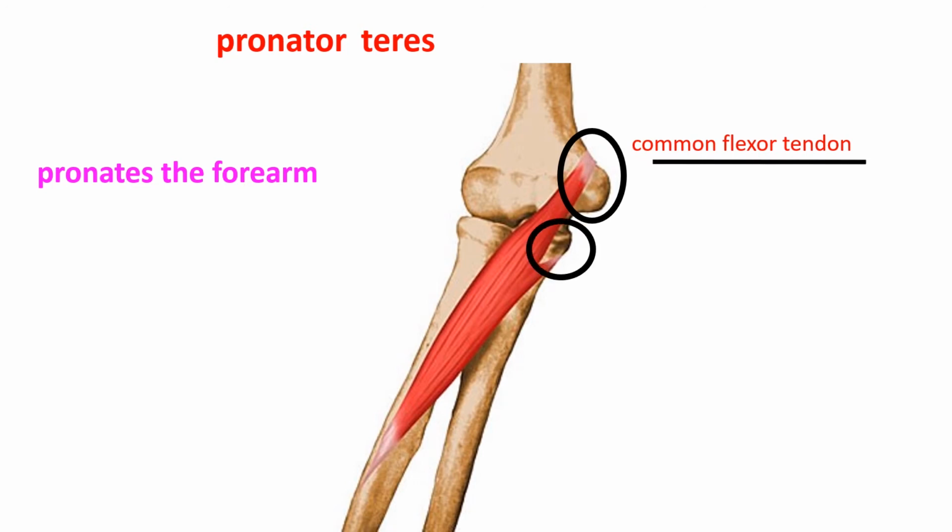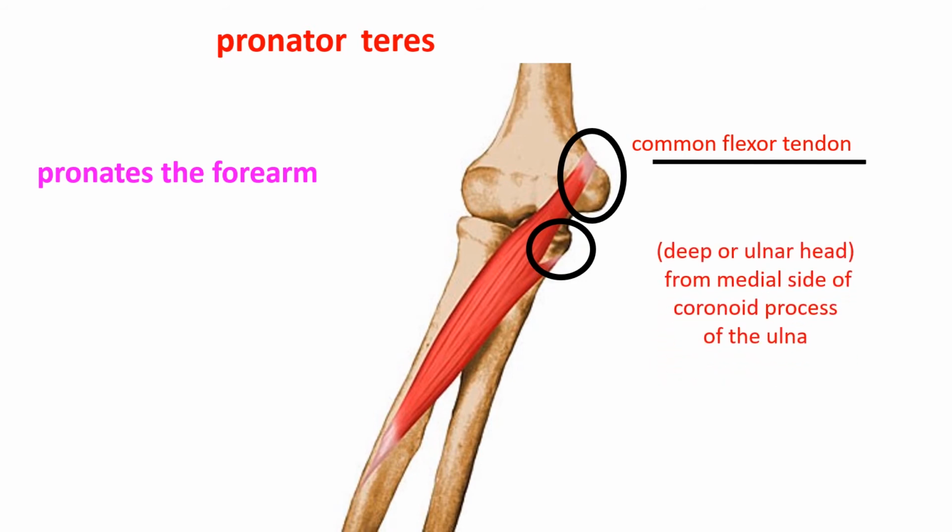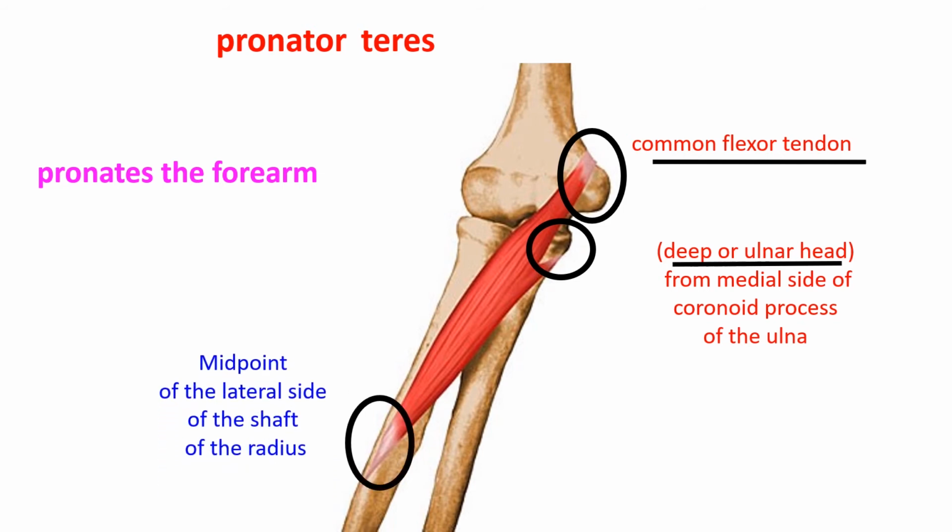And then the other head is coming from the coronoid process of the ulna. It is called the deep or ulnar head, and it goes and inserts into the midpoint of the lateral side of the shaft of the radius, and it is supplied by the median nerve. The median nerve passes between the two heads of pronator teres.